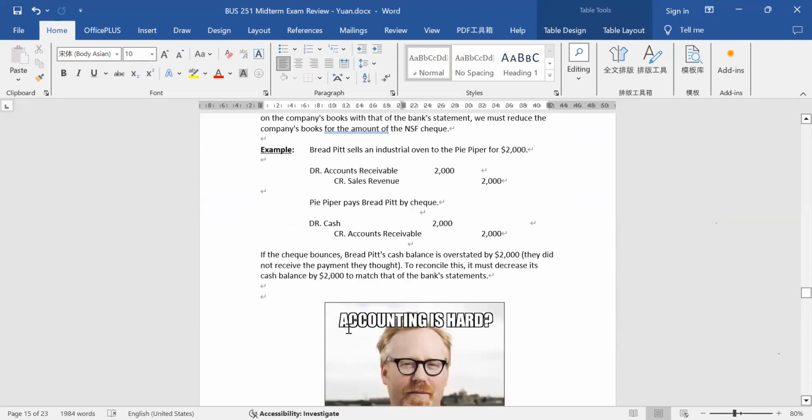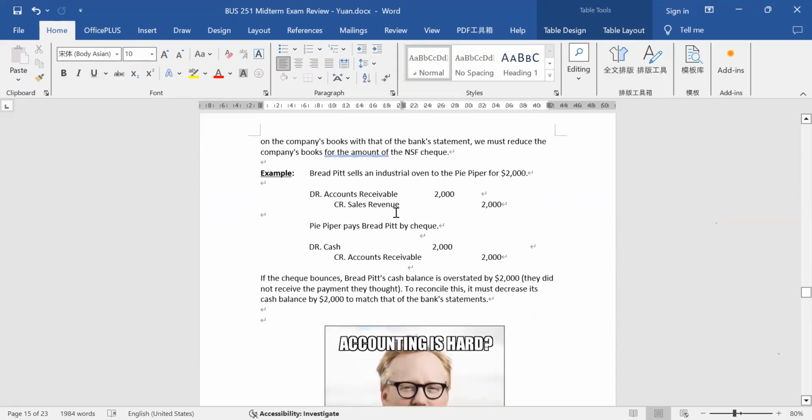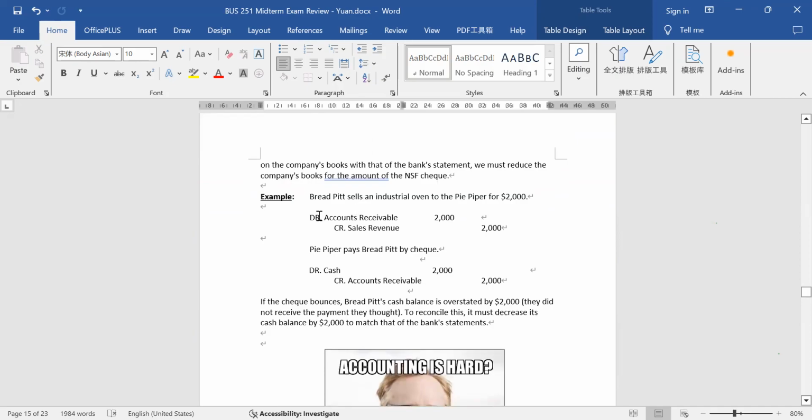So let's have a look at the example. Brad Pitt sells an industrial oven to the Piper for 2,000. So what will you do? You will debit account receivable. This is from Brad Pitt's view, right?